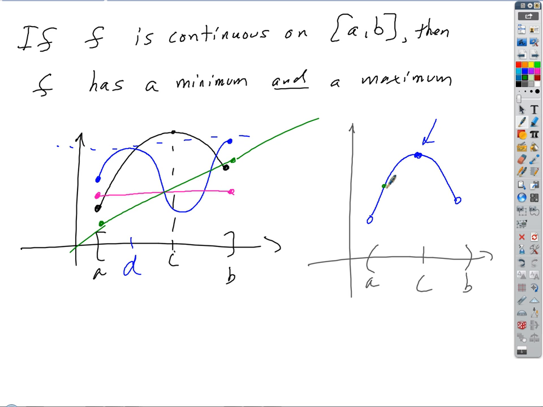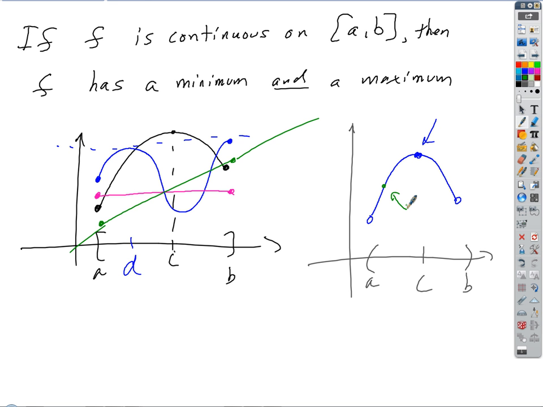Now everybody listen, stop talking, just listen. The endpoints don't exist, but there still are an infinite number of points that are greater than A and less than B. There's one right there, right? That's an example of a point with a y value that's less than f of c, right? Yes. So therefore f of c cannot be a minimum, because I just pointed to a y value that's less than that, right?